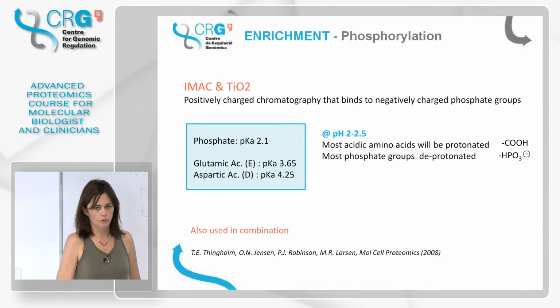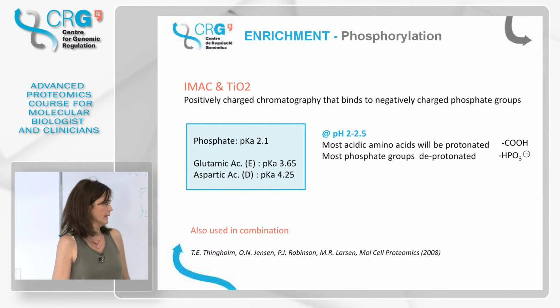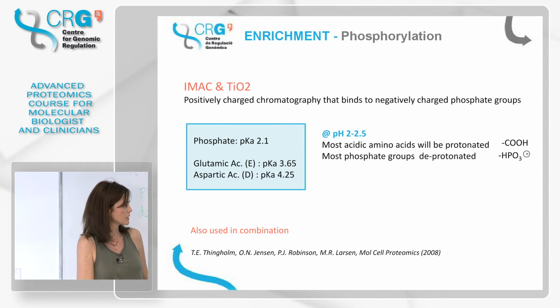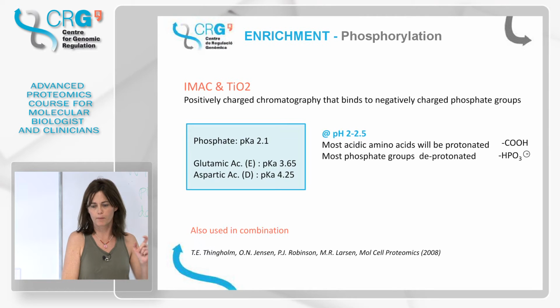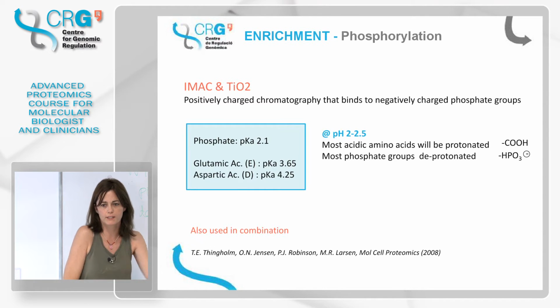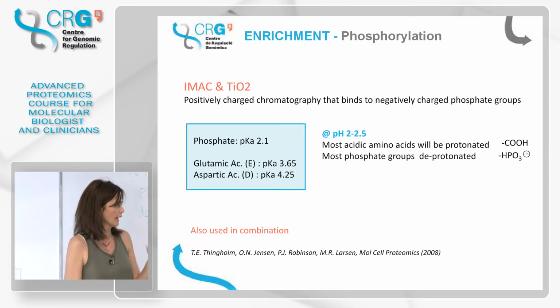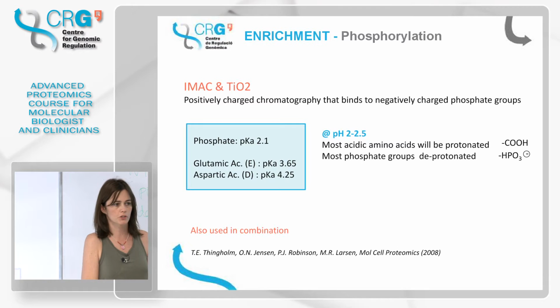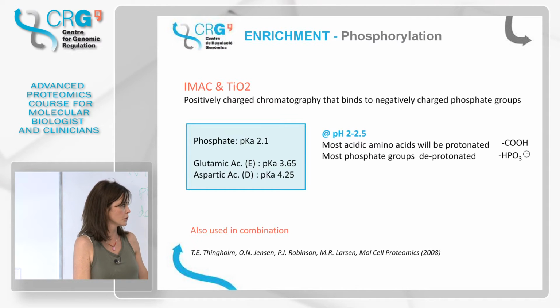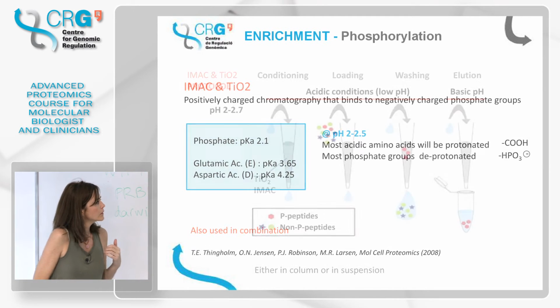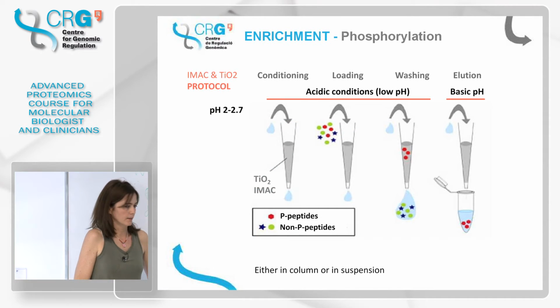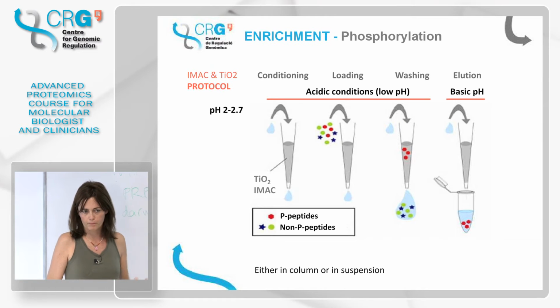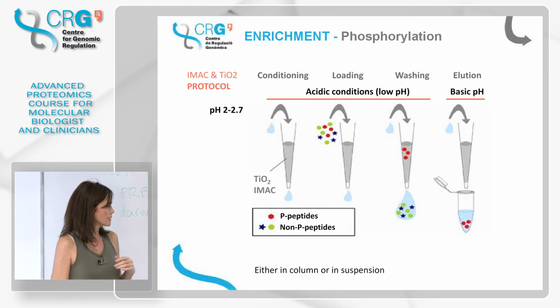This is the pH that we usually work with, and at this pH, this is more or less the pK of the phosphate group, the glutamic acid and the aspartic. Of course, these pKs change depending on the neighboring amino acid, so each sequence has a slightly different pK, but in principle, most acidic amino acids will be protonated and most phosphate groups will be deprotonated. Many times these enrichment techniques are used in combination. Like I said, many protocols have been published, but this is just the basic principle.